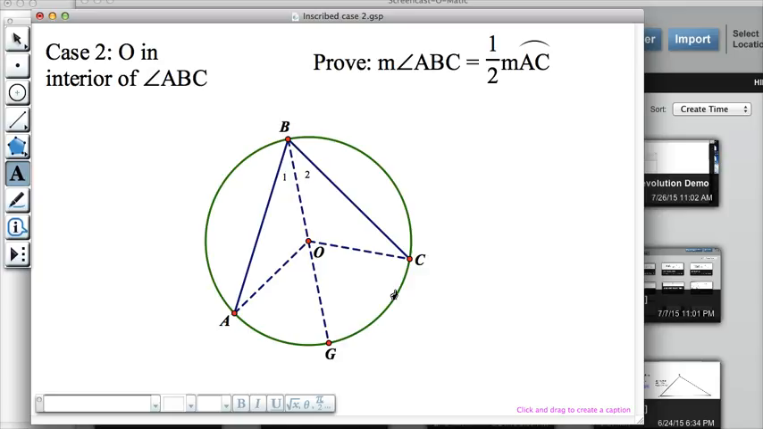So at that point, I would leave it up to students to figure out how they would do the rest of the proof. Basically, they would be using arc addition postulate, some angle addition postulate, but they have the basic things they would need in order to complete the proof.